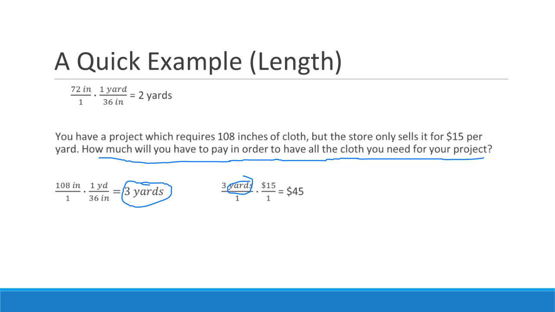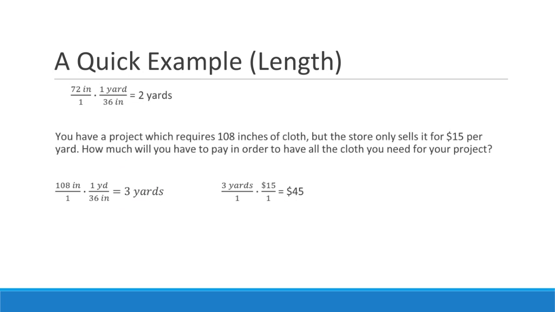And now what we want is to figure out how much to pay. And if it's $15 per, I should have put a yard there. I'm sorry, that's an editing mistake. $15 per yard, right? $15 per yard. Then yards is going to cancel out. We're left with dollars now as the measurement that we have. And we are told exactly how much we would have to pay for the 108 inches of cloth that is necessary for our project.